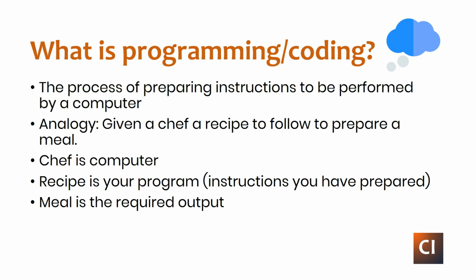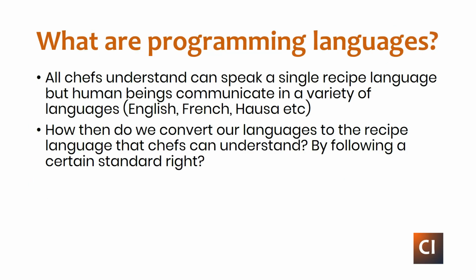Giving a chef a recipe to follow to prepare a meal. Let's say you want a chef to prepare a meal for you, right? You design a recipe for the meal that you want and give it to the chef. The chef goes through the recipe and then gives you the output, which is the meal that you want, right? So take it that the chef is the computer, the recipe is your program, the instructions that you have prepared, and the meal is the required output that you want from the program. It's that simple. Once you get this analogy, you understand what programming is. All right, so the chef is the computer, the recipe is your program with the instructions you've prepared, and the meal is the required output.